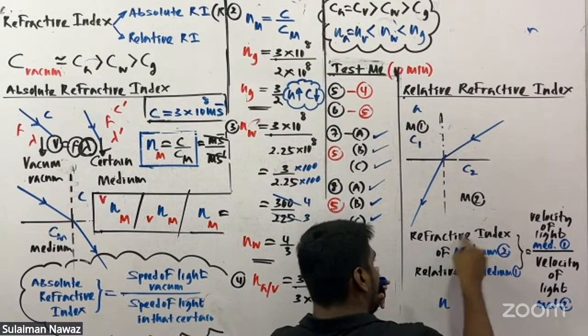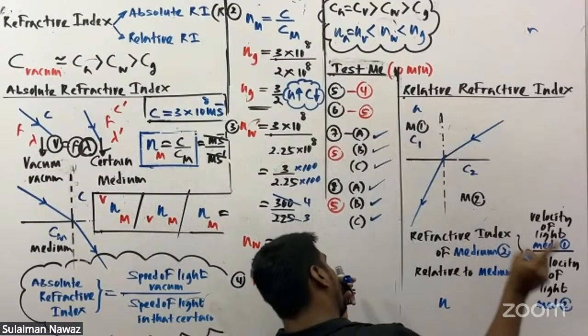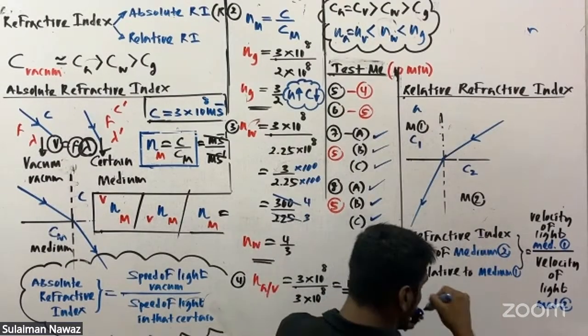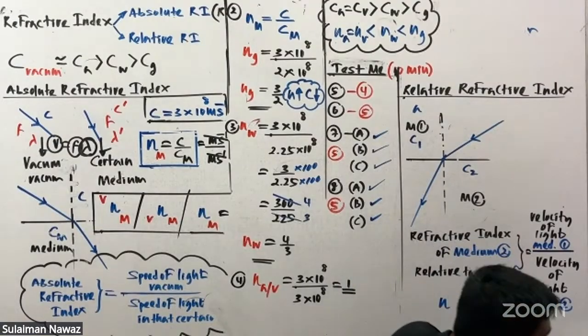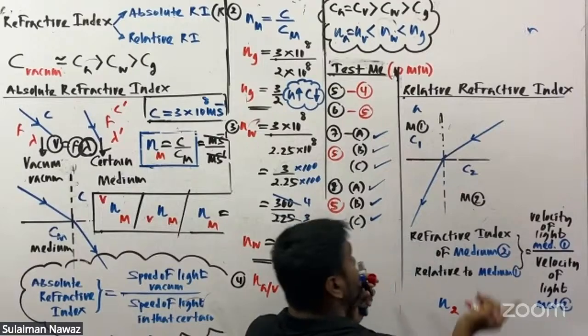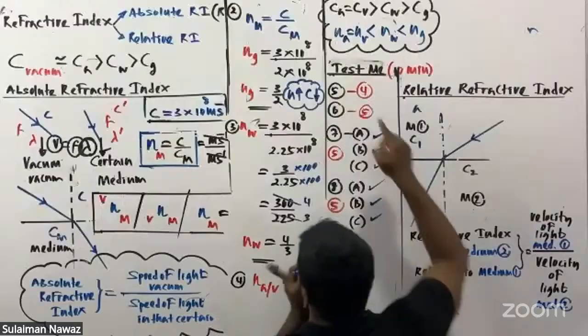I want to find the refractive index of medium 2. Remember, the medium where you're going to find the refractive index. Medium 2, 2 must come here. Relative to what medium? Relative to medium 1. Medium 1. Same story there.